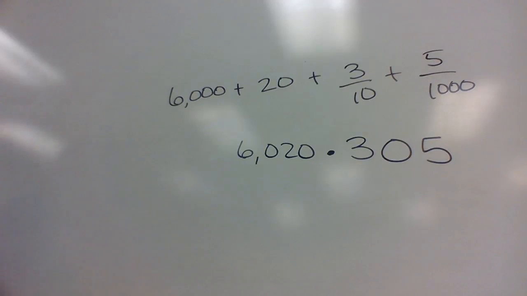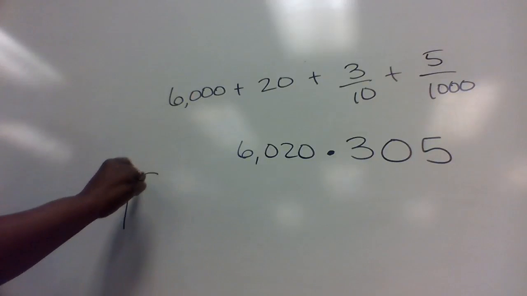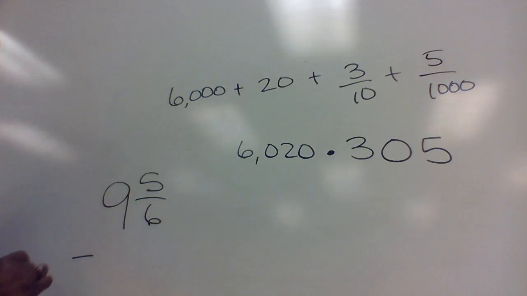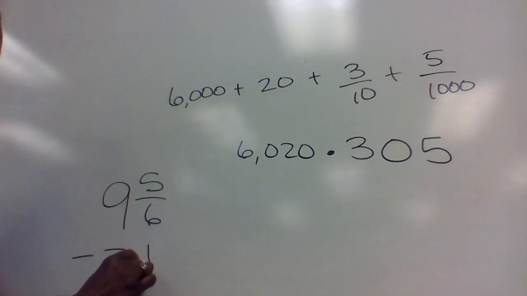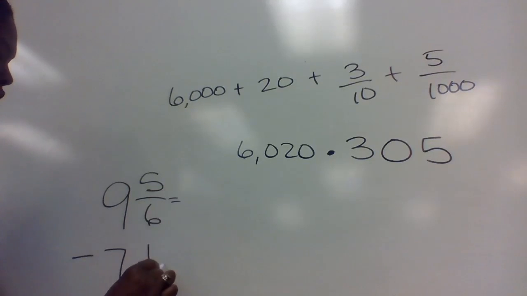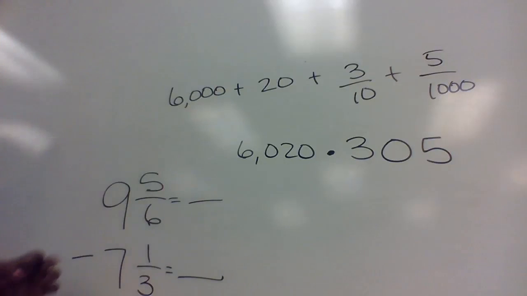So 9 5/6 minus 7 1/3. Okay, what's my common denominator? Between 6 and 3, it's 6. I could use 18, but what's smaller than 18? I could use 12, but 6 is the smallest. You always want to use the smallest number so you don't have to reduce.